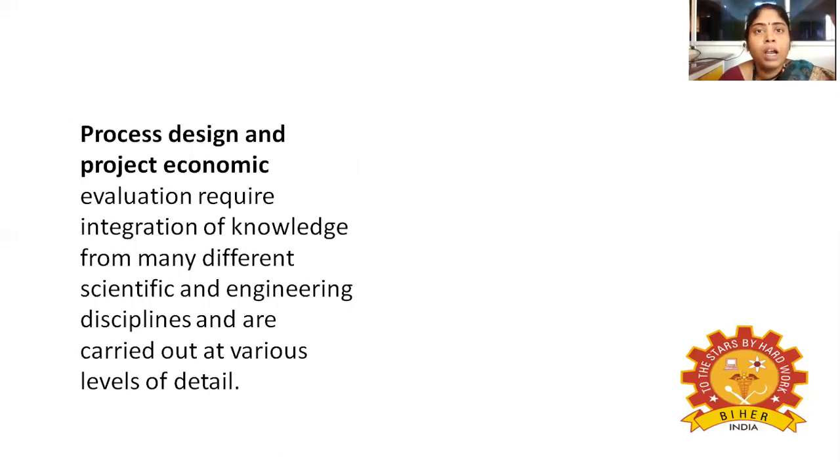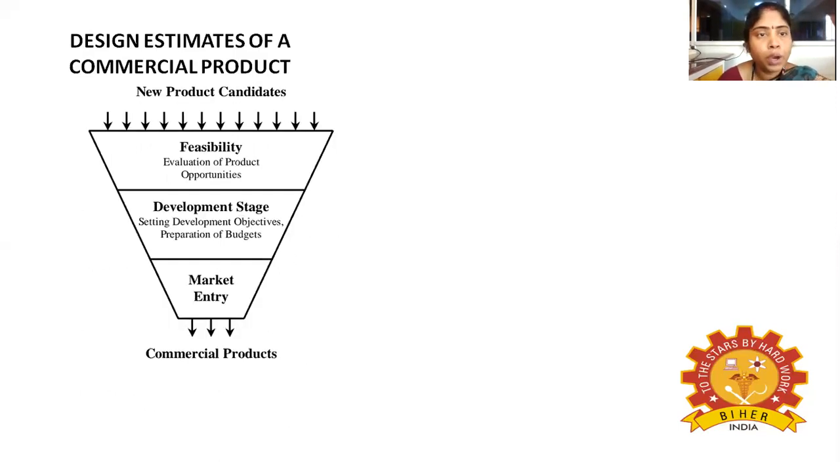So when you talk about designing any product through any process, that product has to be commercialized at an economical cost. While designing a process for any product, the project also has to be taken into consideration, that is, the implementation of a plan for a particular product has to be in an economical manner, which requires knowledge from different scientific and engineering disciplines carried out at various levels in a detailed manner.